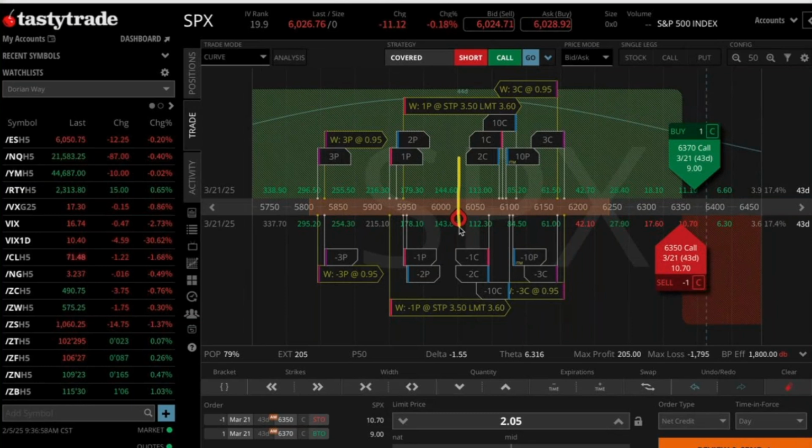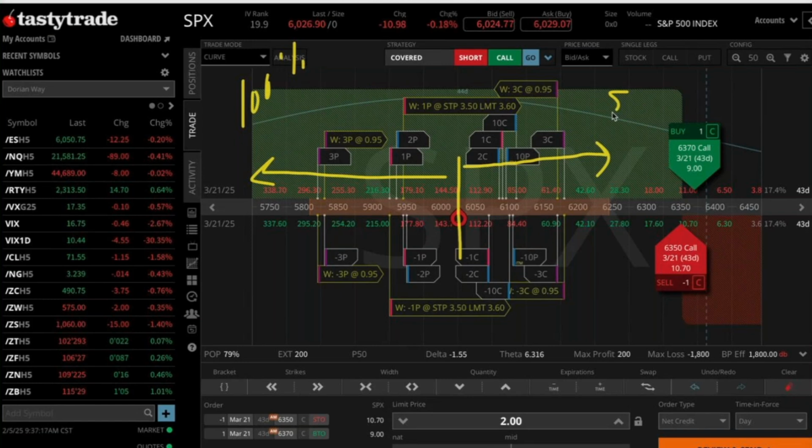Just look at this. This is the at the money line, this is where I'm putting this yellow line. If it goes down, you can see that you're going to win 100% of the time on this trade. But even if it goes up, you're still going to win about 80% of the time on this trade. You've got a lot of room for it to go up.